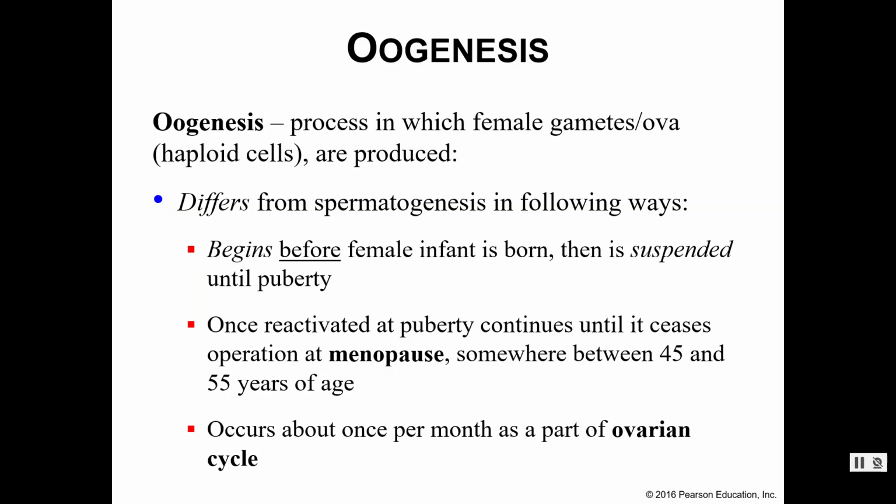First, oogenesis begins before the female infant is even born, which is kind of crazy to think about. So before the female baby is even born, we have started oogenesis, but it is suspended, so we don't finish until after puberty. Now if you remember, males do not start spermatogenesis until puberty.